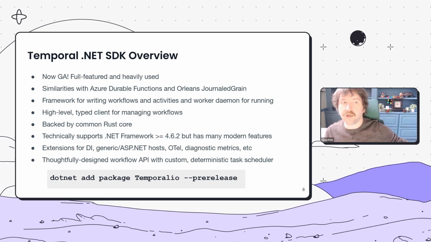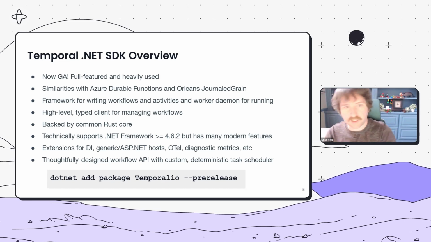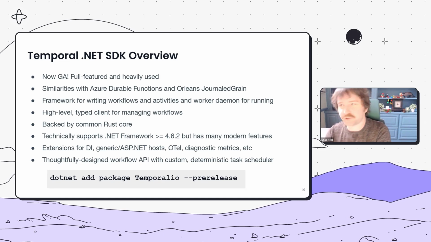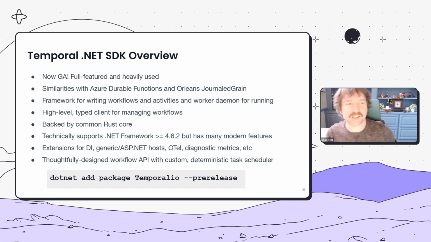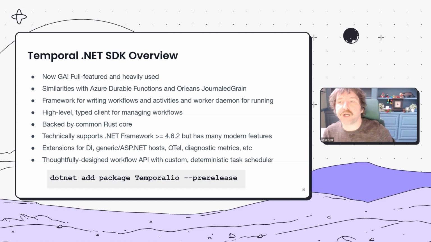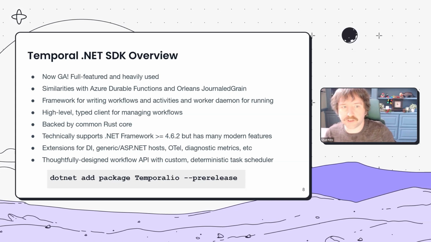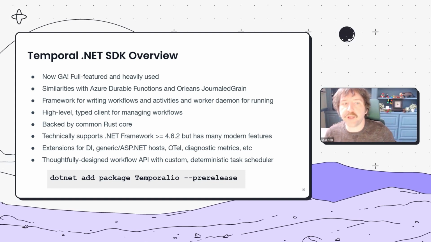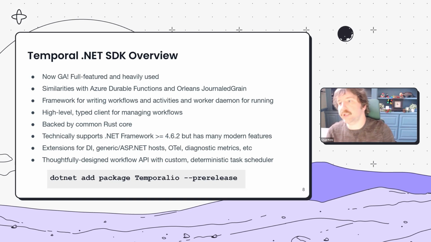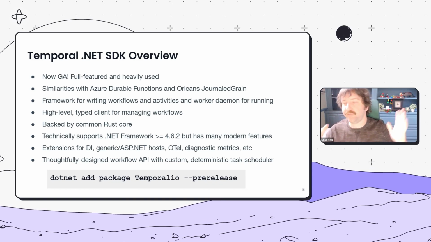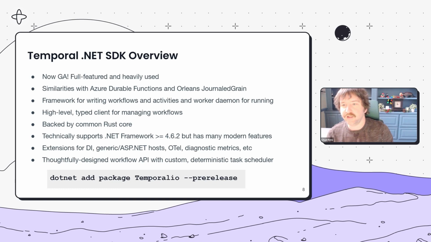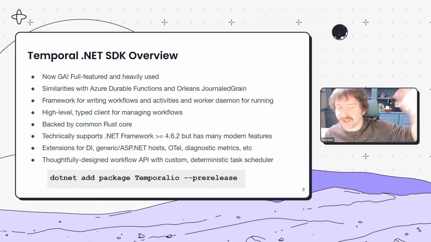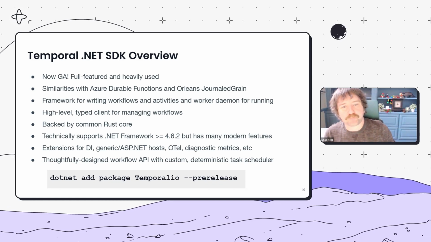So the .NET SDK is now GA. It is out there. It is solid. It is on par with every other SDK as far as features, quality, and in some cases more, and we can discuss that later. But if you're familiar with Azure Durable Functions, then you may be familiar with the idea of how Temporal works. They actually have a very similar genesis in that Durable Functions leans on the Durable Task framework, which was written by Temporal's co-founder, and things like that.